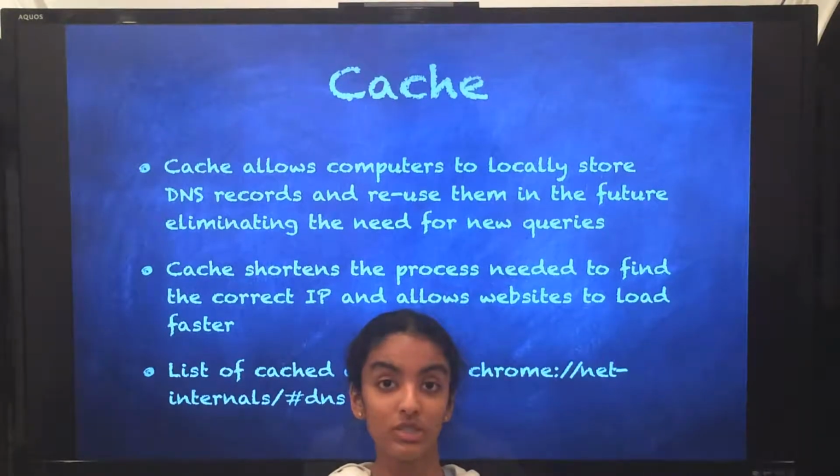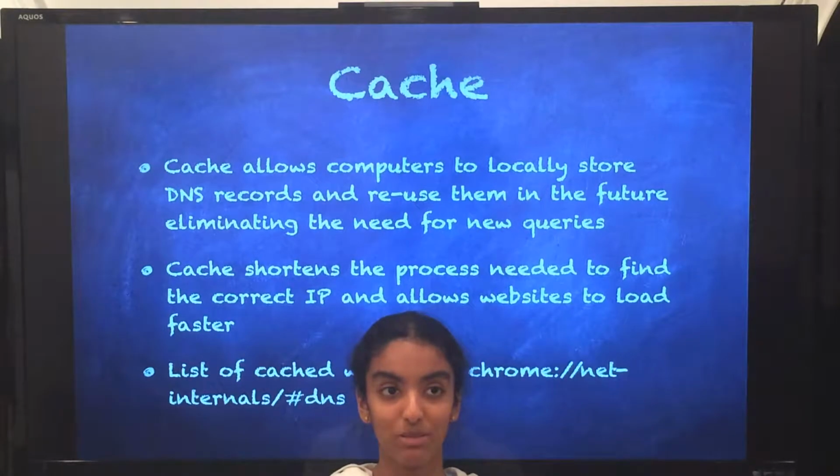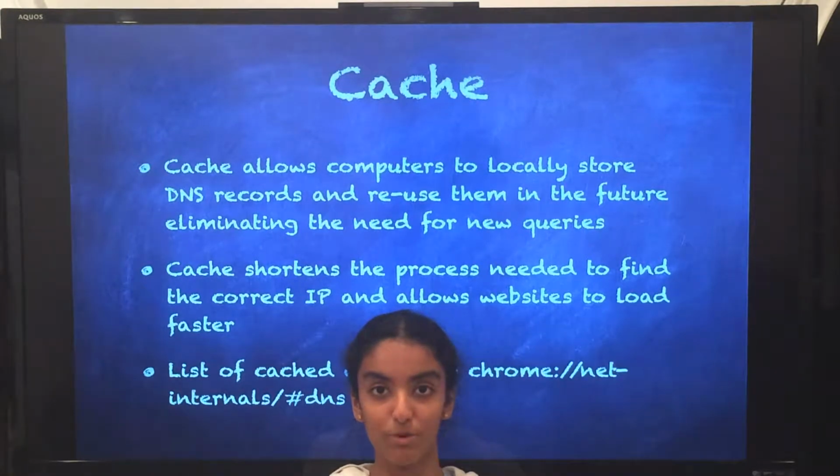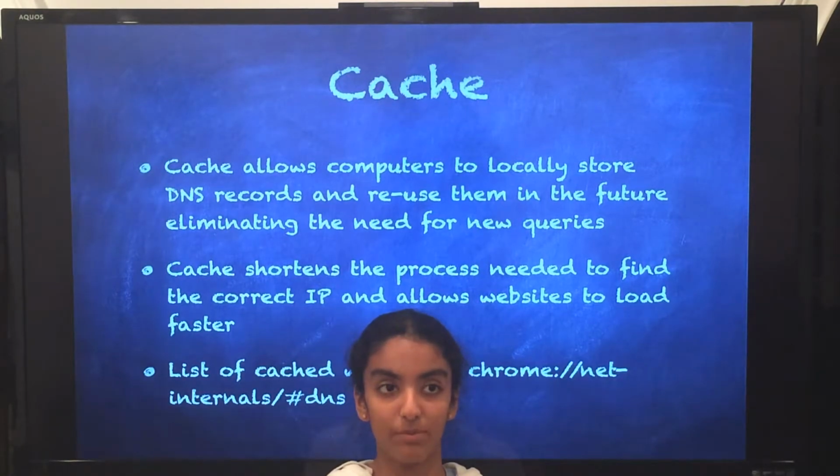So this concludes the third part of our 4-part series on the internet and how exactly the internet works. In this video, we were able to practically look at 2 important commands, nslookup and traceroute. We were also able to briefly discuss how exactly cache is able to speed up the process of the correct IP address for a domain name being found.